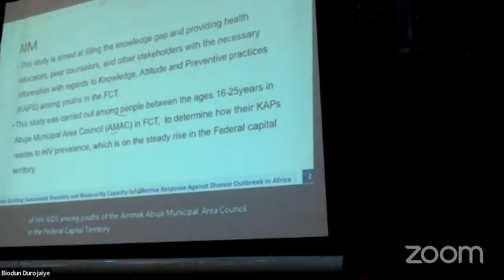This study is aimed at filling a gap, providing health educators, peer counselors, and other stakeholders with the necessary information with regard to knowledge, attitude, and preventive practices among the youths. This study was carried out among youths aged 16 to 25 years in selected secondary schools in AMAC.